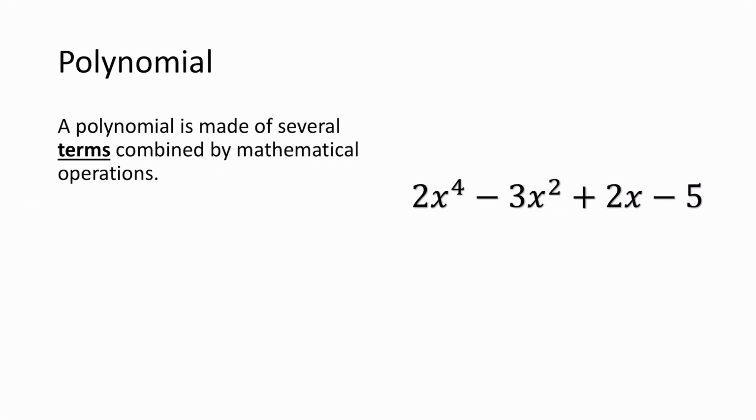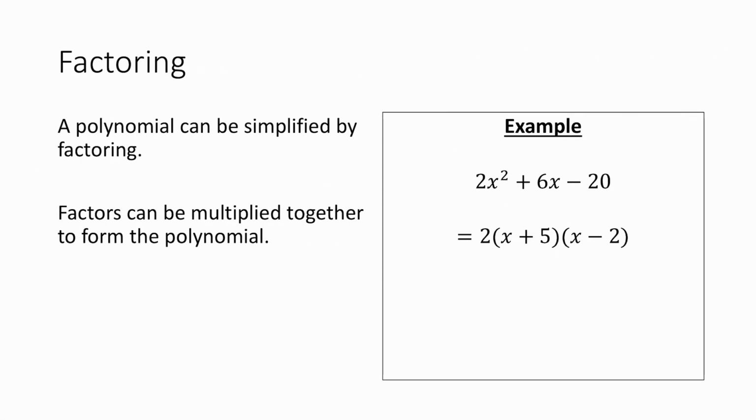A polynomial is made up of several terms that are combined by mathematical operations. So you can see 2x to the fourth minus 3x squared plus 2x minus 5 is a polynomial, and each of these separate monomials, 2x to the fourth, 3x squared, 2x, and 5, are terms within the polynomial expression. So we can simplify a polynomial by factoring.